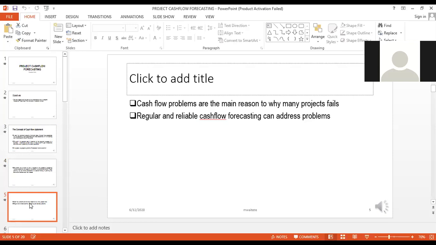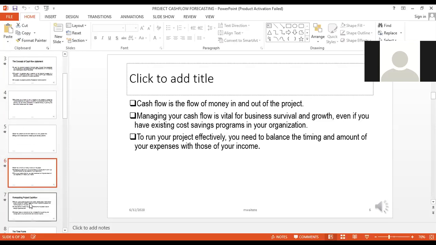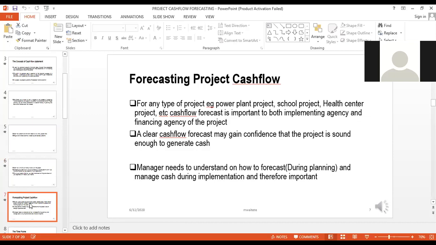Cash flow is very important. Cash flow problems are the main reason why many projects fail, because you did not plan, you did not forecast the flow of cash in your project. So you may end up not having enough money to pay staff salaries, and that's going to be the problem. So the flow of money in and out of the project is important. It is important for you to know. Managing cash flow is vital, and it is about the survival of the project.